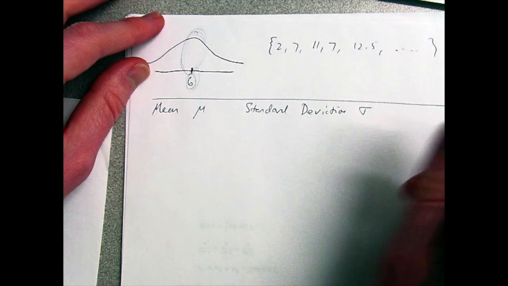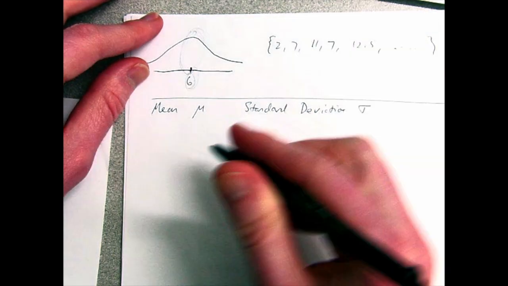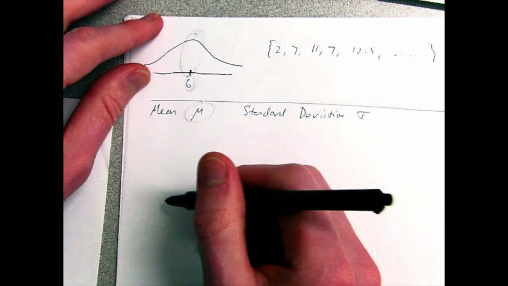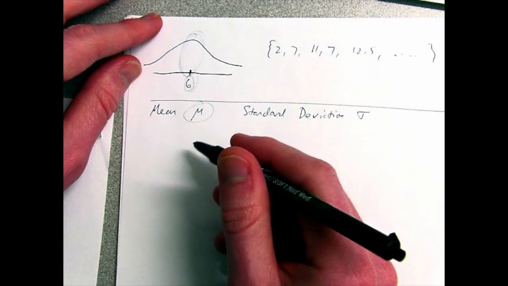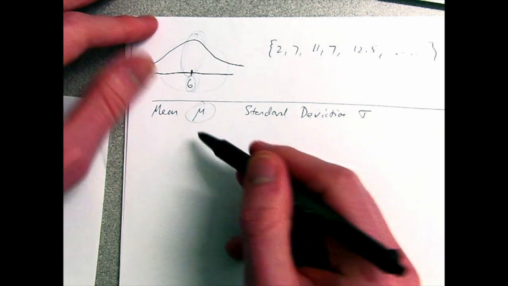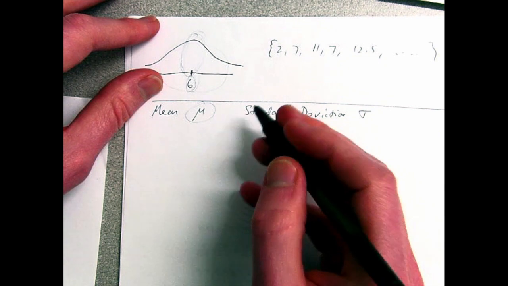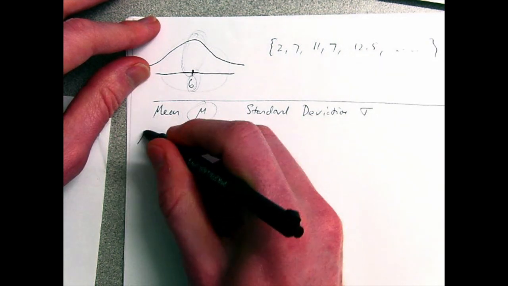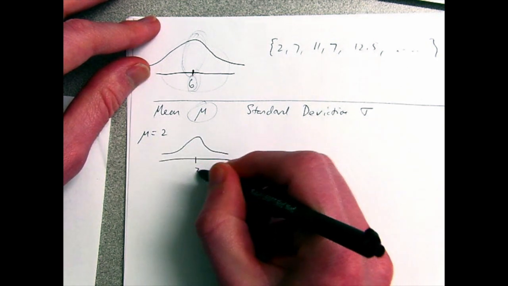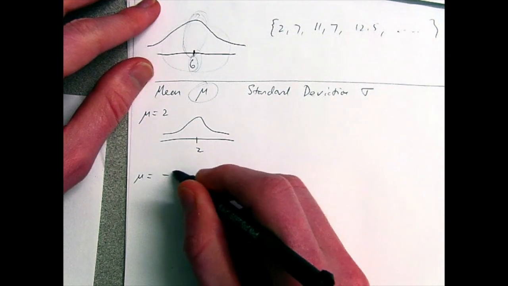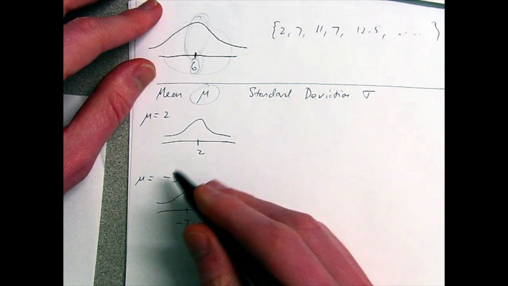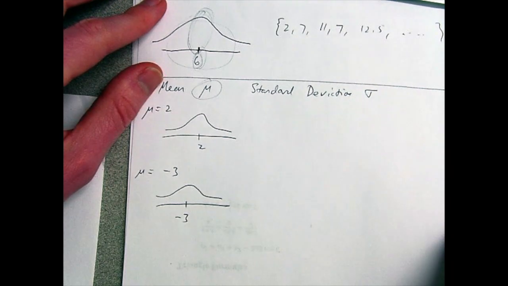Now, what exactly do these two things do to the distribution? Well, adjusting the value of mu, that is the mean of the data set, simply changes where the normal distribution is centered. In this picture I drew here, the distribution is centered at 6. Whatever mu is, that's where the distribution is going to be centered. So if mu is equal to 2, your distribution is centered at 2, and if mu is equal to -3, it's centered at -3. So changing the mean mu basically just shifts the graph left and right.